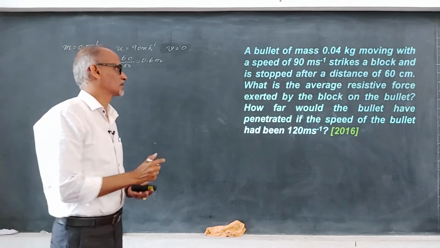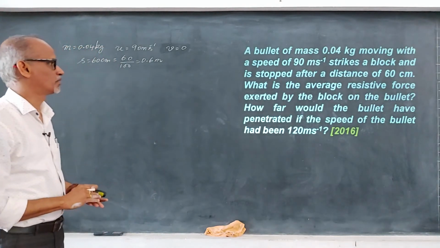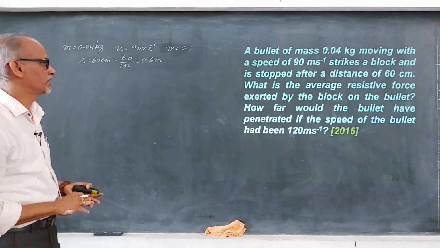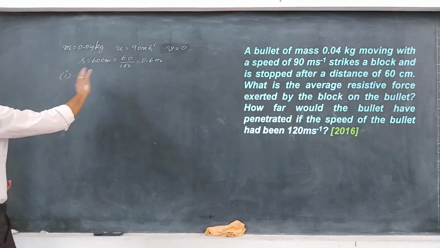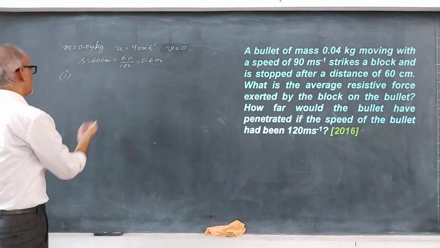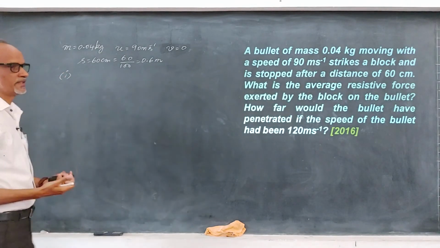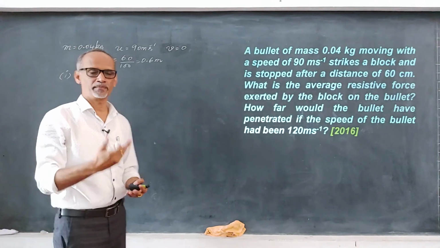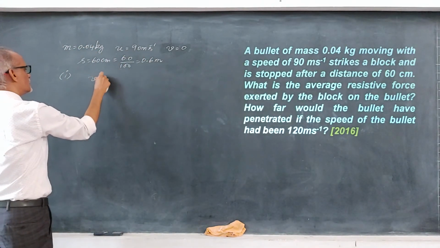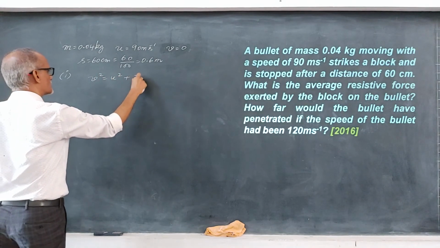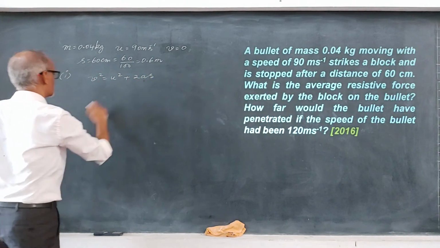Okay. Now, what is the question? What is the average resistive force exerted by the block on the bullet? So we need to calculate this. This is the first case, the first value to be calculated. They have asked for the average force. To find the force, we always need the acceleration, because F is equal to m into a. Here time is not given, so we need to use v square is equal to u square plus 2as to find the acceleration.